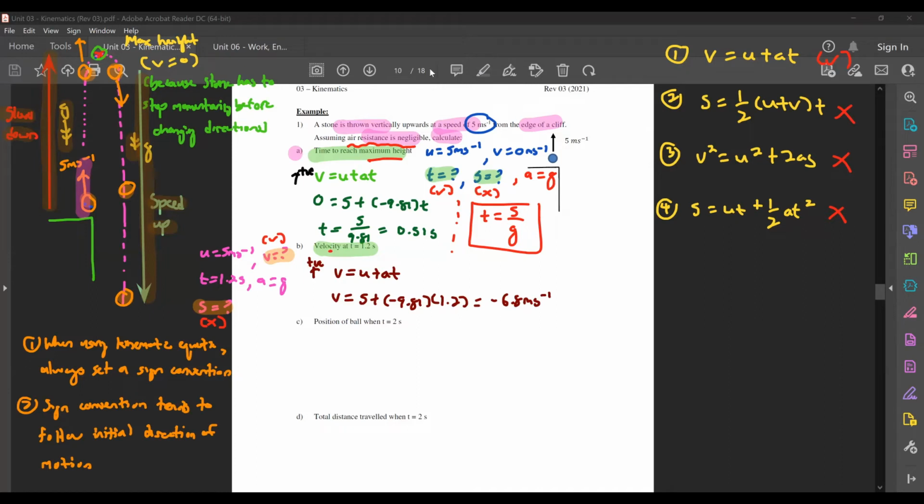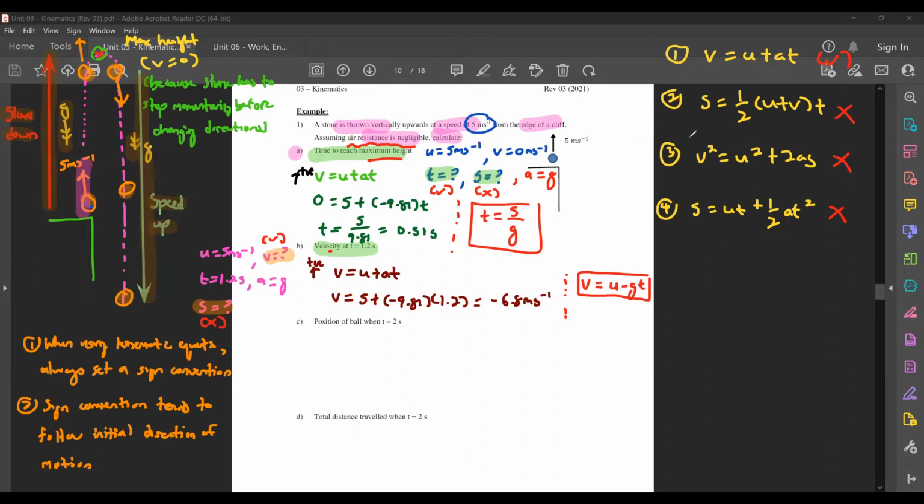Or rather, in the EJU style of doing things again, V will just be U minus GT. This is the answer in EJU, for the EJU style.